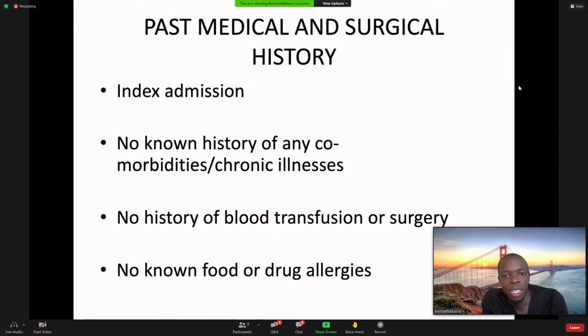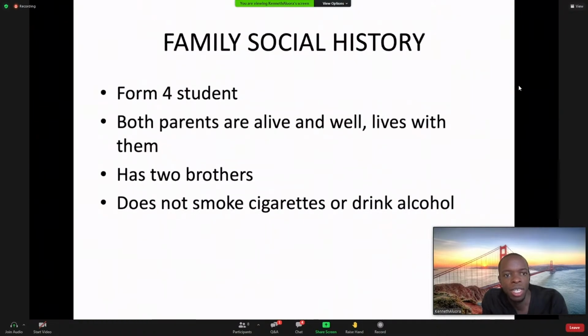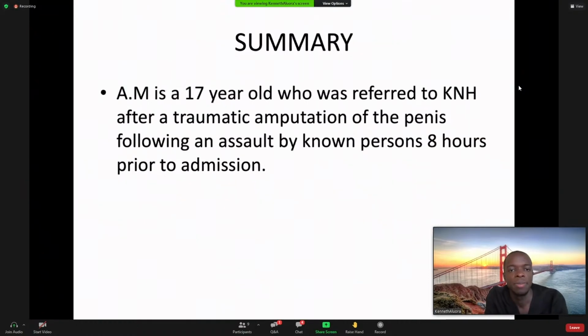Past medical history was unremarkable. On family and social history, he's a Form 4 student. Actually, he deferred. We saw him in the clinic on Tuesday. He's still in Form 4. I think he lost a year, and also the COVID issues. Both parents are alive and well and he lives with them. He has 2 brothers and does not smoke cigarettes or drink alcohol.